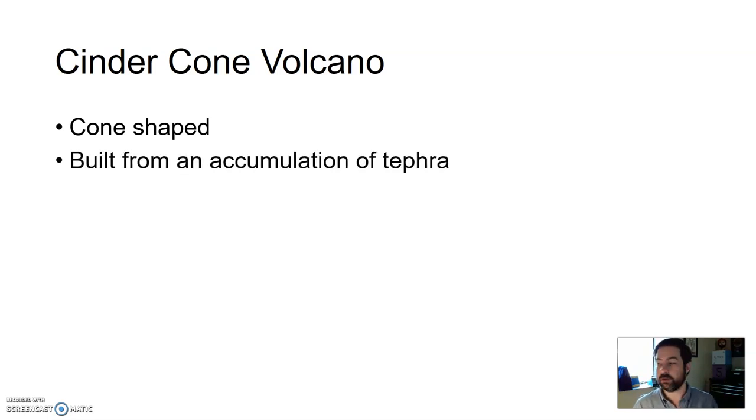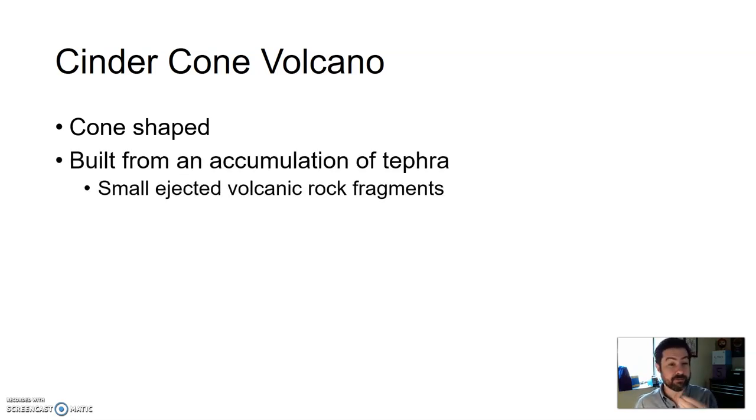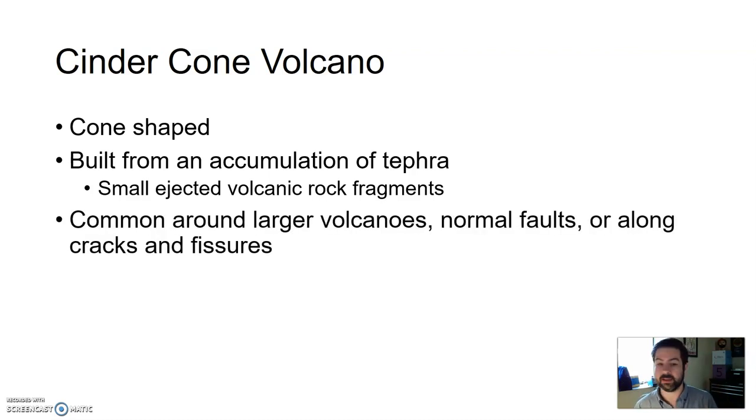It's built up from an accumulation of tephra. Tephra is just these small ejected volcanic rock fragments, little spittles of lava that get shot out in a strombolian eruption. They cool very quickly, by the time they hit the ground, so it builds up these piles of loose little pieces of tephra called cinders to create a cinder cone volcano.